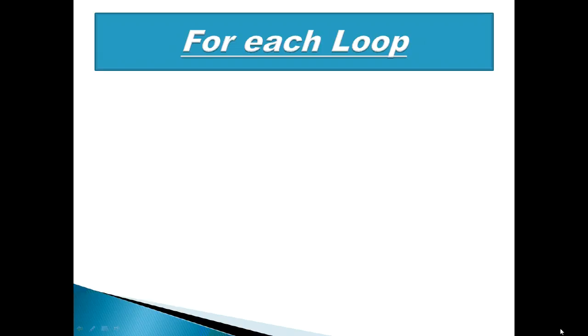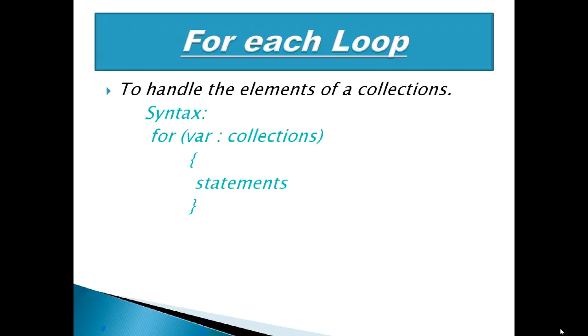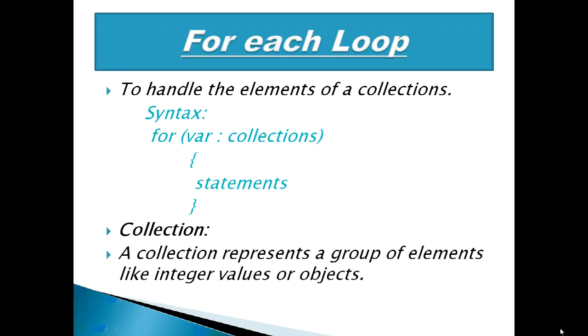This loop is specially designed to handle the elements of a collection. For each loop repeatedly executes a group of statements for each element of the collection. It executes as many times as there are number of elements in the collection. Syntax is for, then the collection, statements. What is a collection? A collection represents a group of elements like integer values or objects. Examples of collections are arrays and java.util classes.